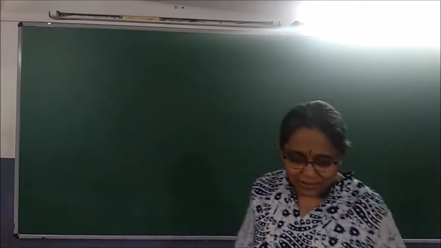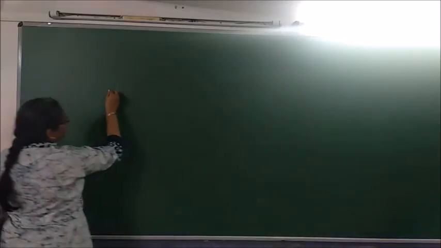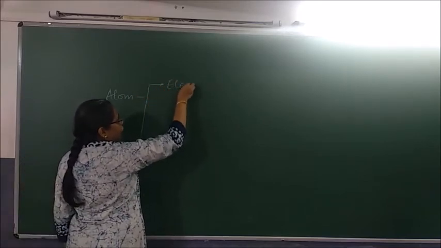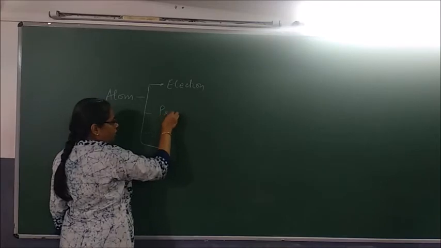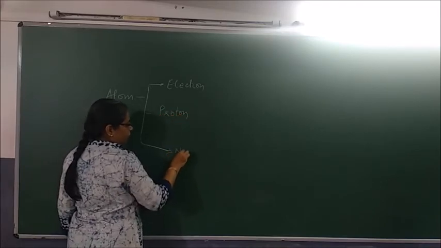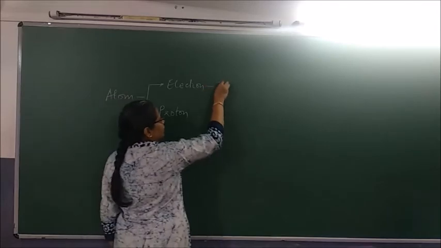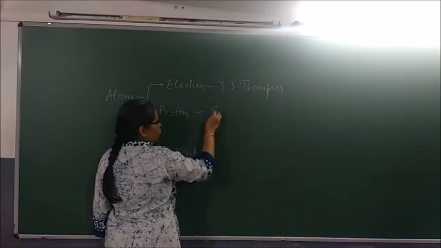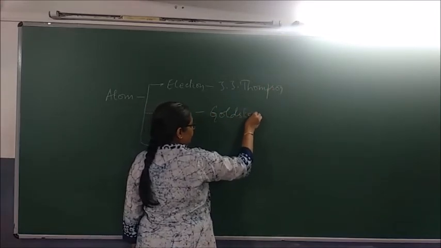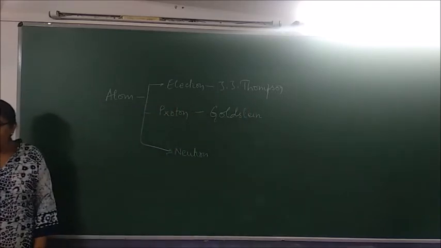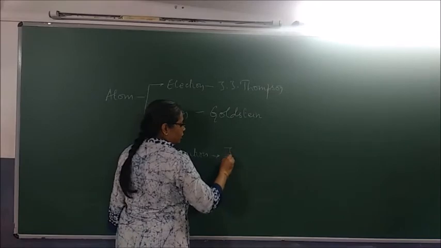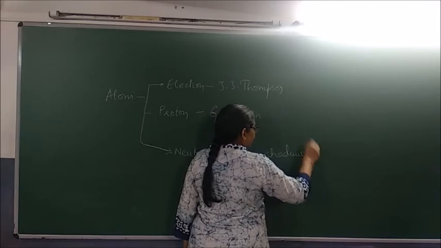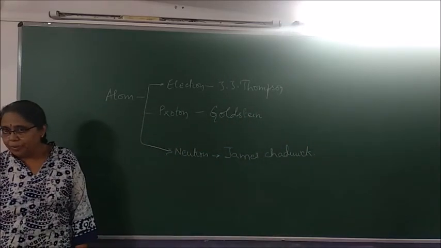So we basically have to study structure of atom. We know atom consists of charged particles, which are electron, proton and neutron. Electron was discovered by J.J. Thomson. Proton was discovered by Goldstein, but someone will say Rutherford. Okay, proton was discovered by Goldstein and neutron was discovered by James Chadwick. Okay, so this is in your 1 mark question part.